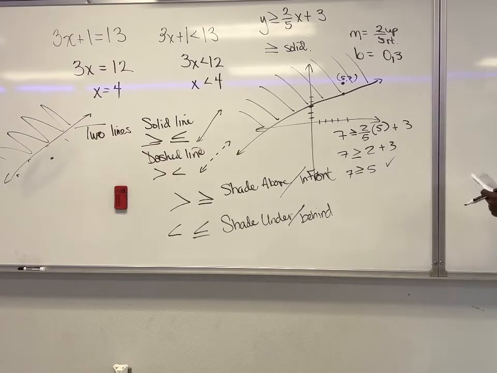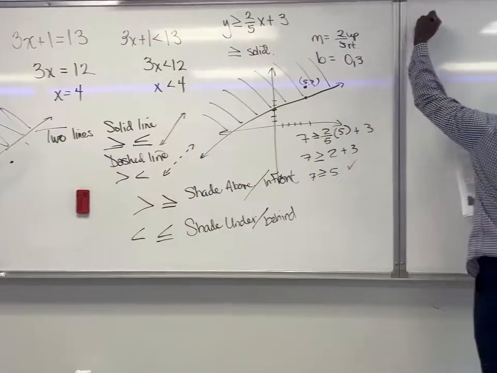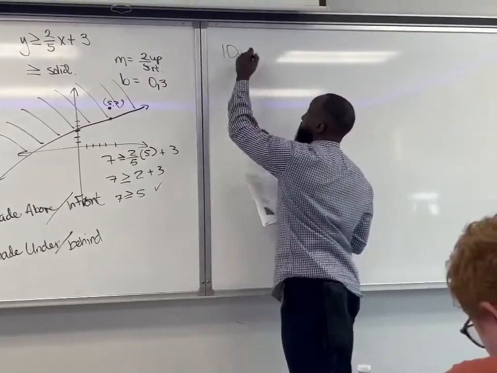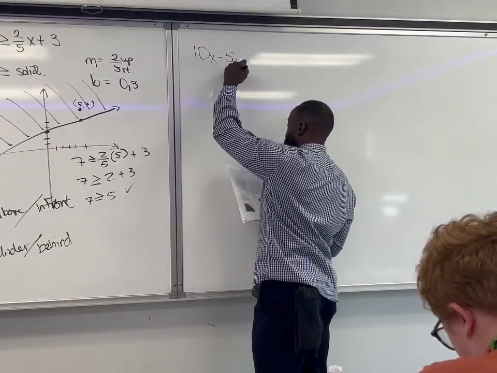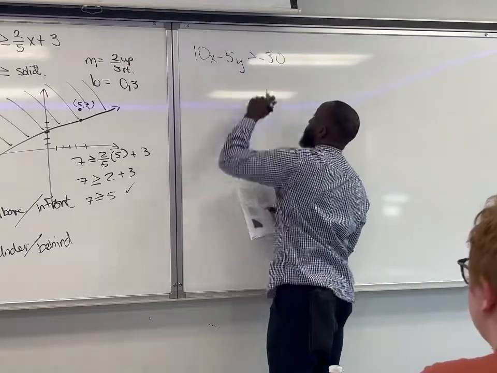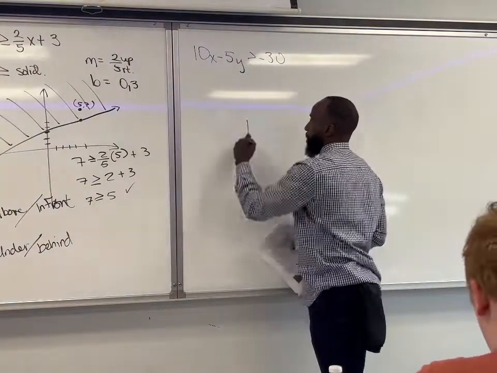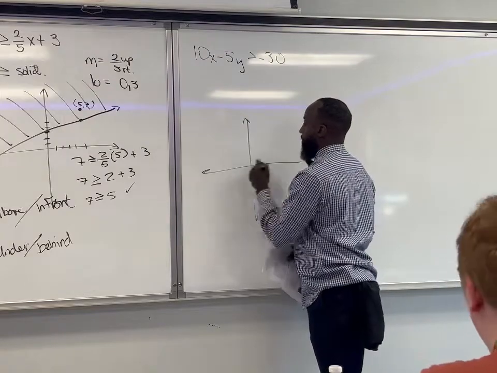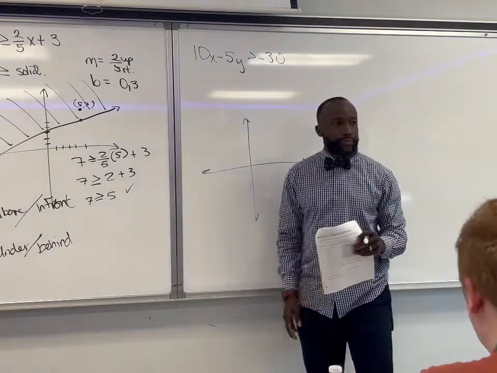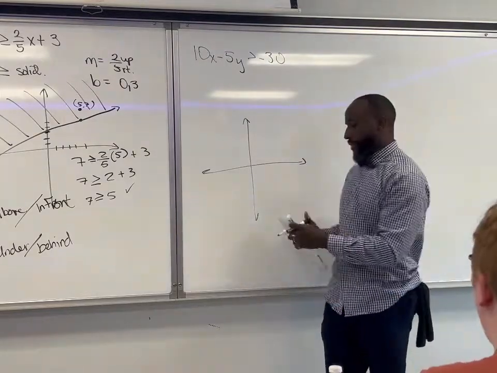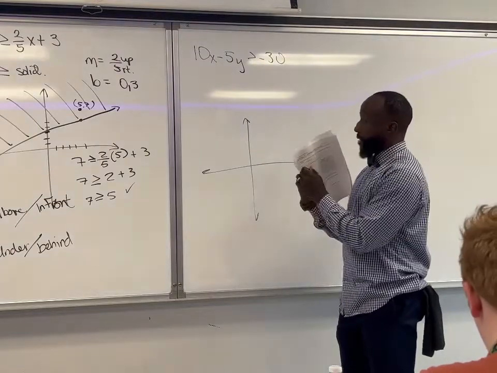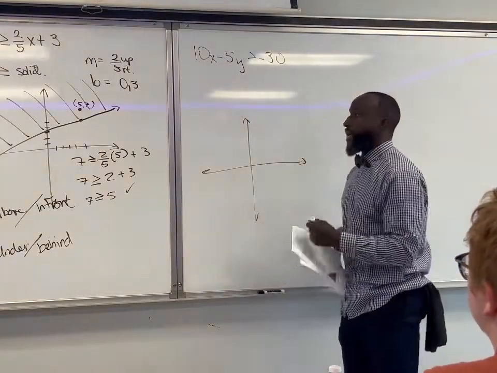Let's look at this next example. Let's graph this one. So we had 10x minus 5y is greater than negative 30. Okay? How do you want to graph this? We want to find the x and y intercept? All right, let's find the x and y intercept. I think Marcus had this today. All right, so the x and y intercept, right?